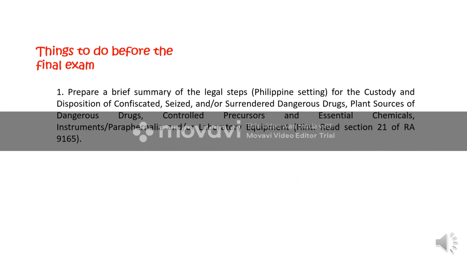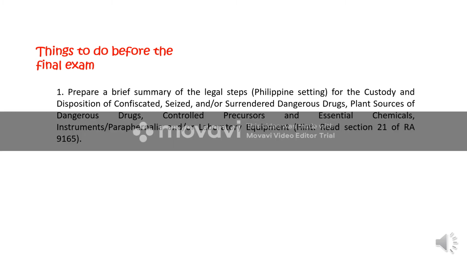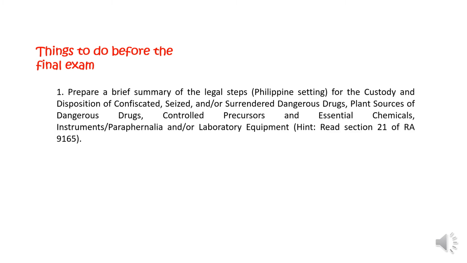Before proceeding to how cannabis is analyzed, Section 21 of RA 9165 stipulates that the PDEA shall take charge and have custody of all dangerous drugs, plant sources of dangerous drugs, controlled precursors and essential chemicals, as well as instruments, paraphernalia, and/or laboratory equipment so confiscated, seized, and/or surrendered for proper disposition.